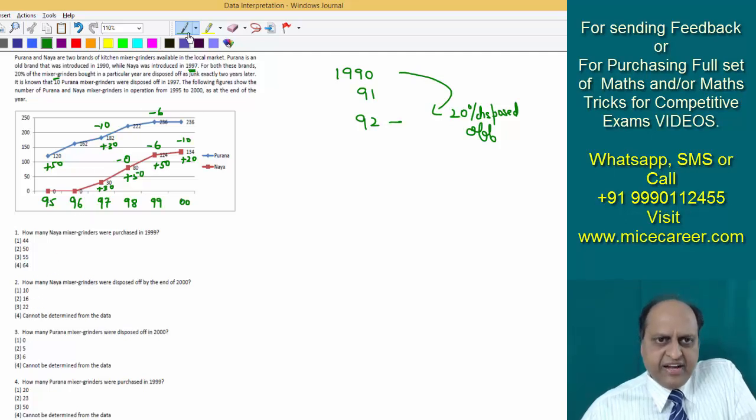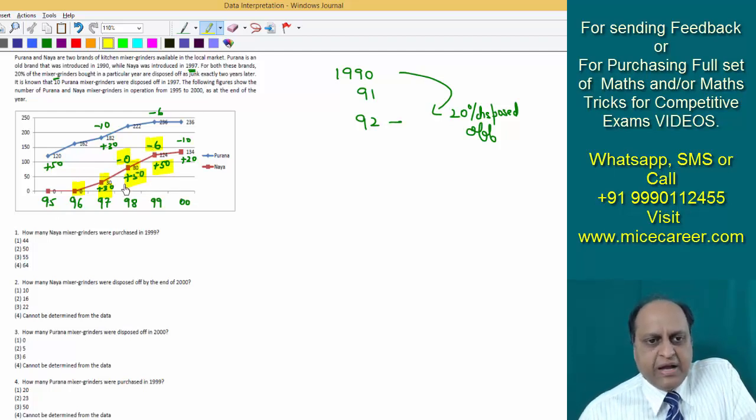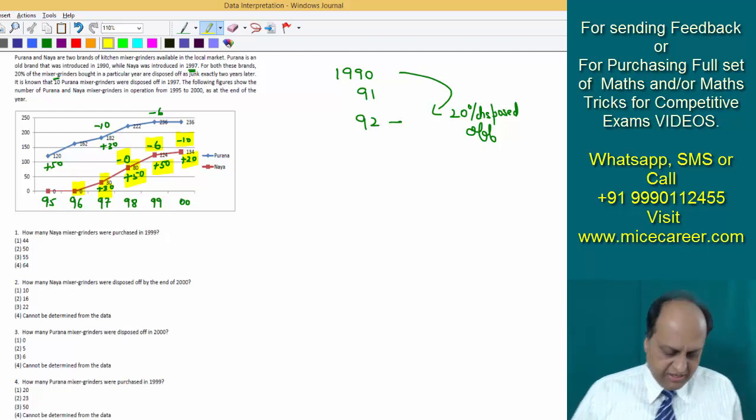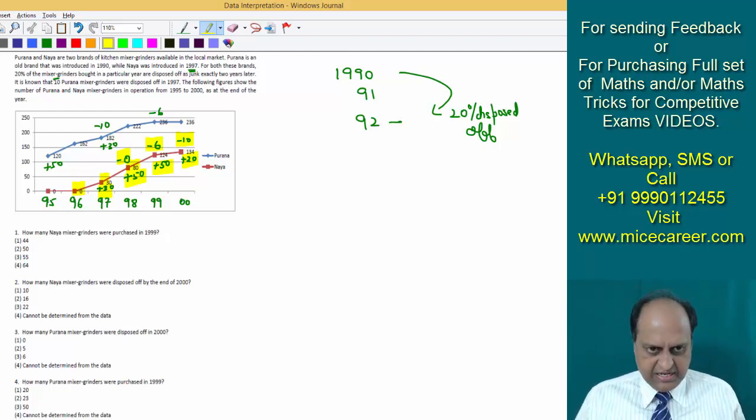Now you can verify it like this. I'm just showing it. 0 plus 30 is equal to 30. 30 plus 50 minus 0 is 80. 80 plus 30, 130 minus 6 is 124. 124 plus 20, 144 minus 10 is 134. Now you can see how well I have presented the data.